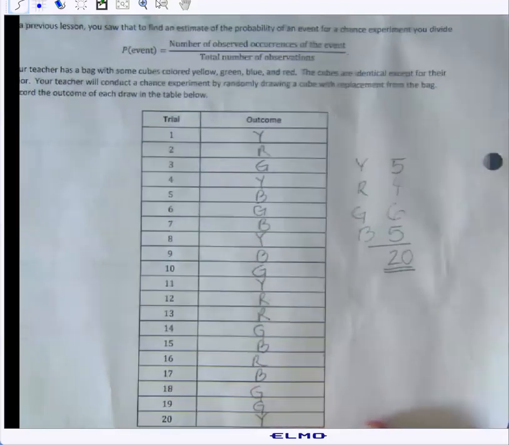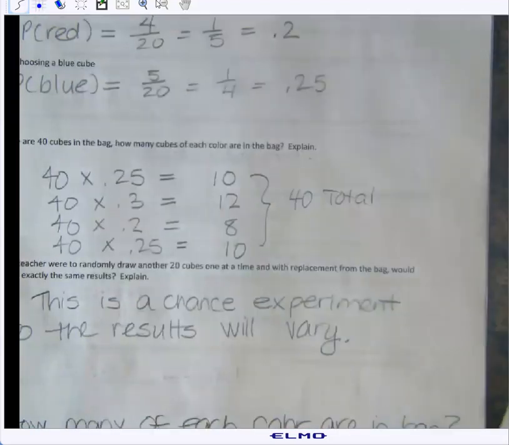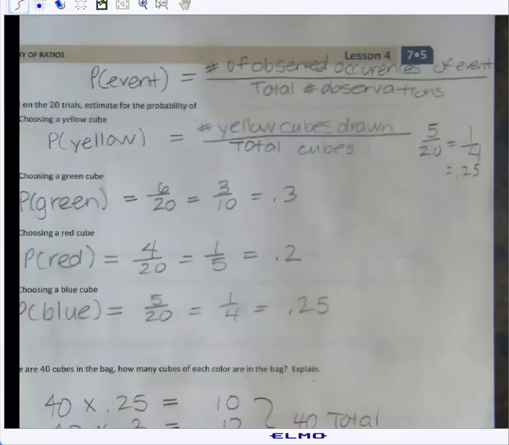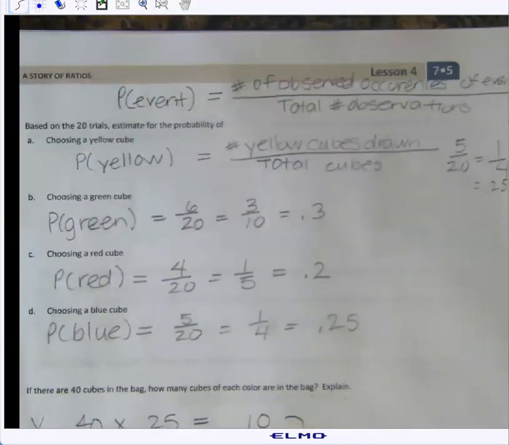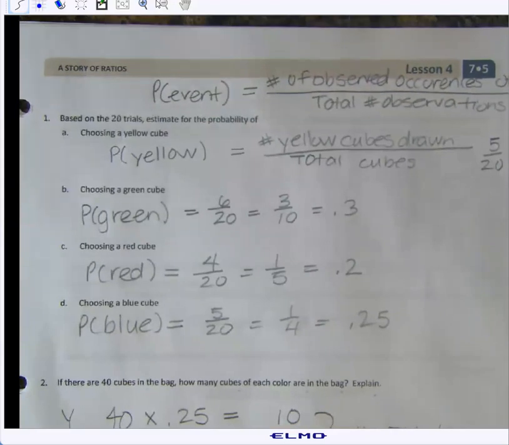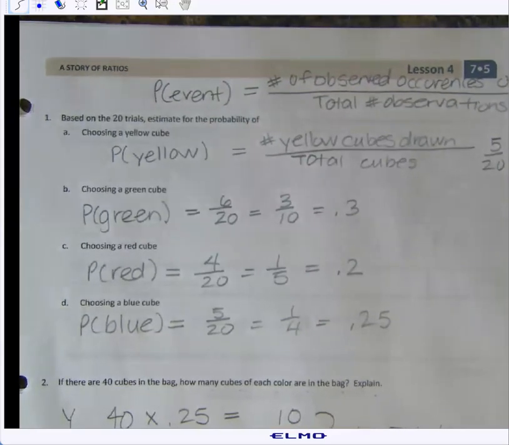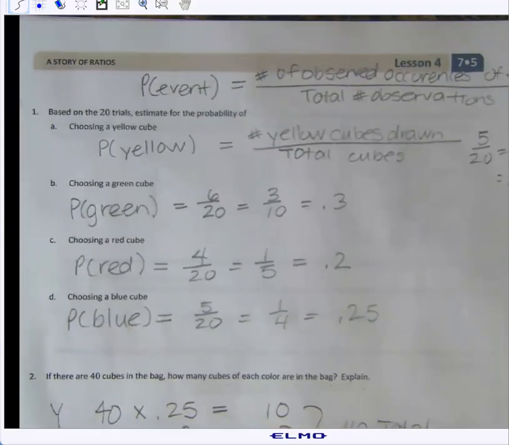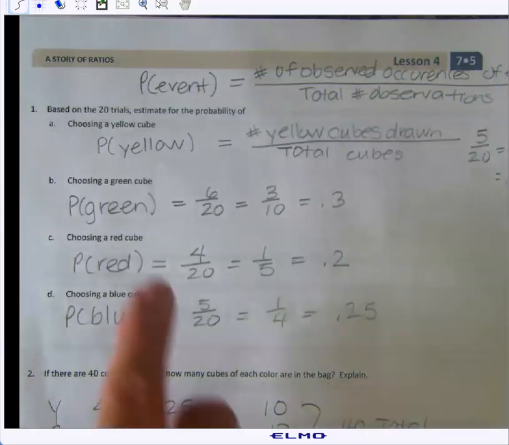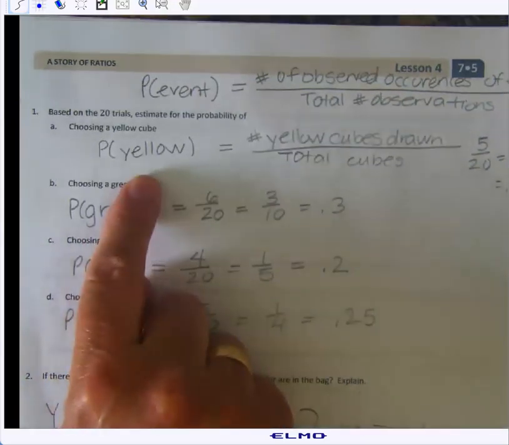Okay, so now we're going to go through and answer questions about our experiment. And we're going to calculate what we're going to find to be the experimental probability. And then later on, when I reveal to you the exact number of cubes, we'll find out the theoretical probability. So number 1 says, based on the 20 trials, estimate the probability of choosing a yellow cube. So I want you to look how I wrote it. This is the notation we use with probability.